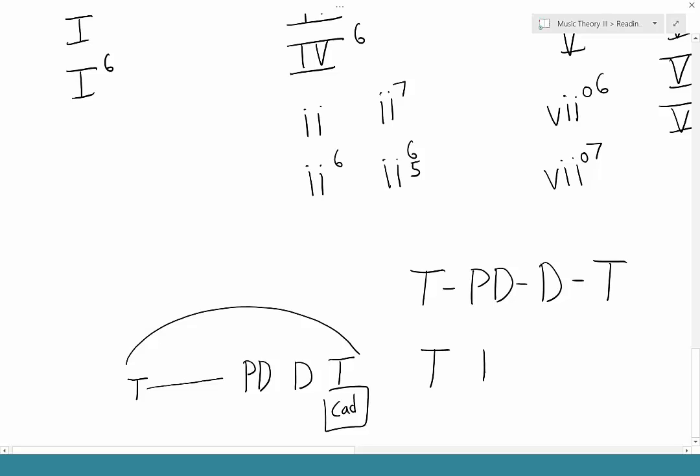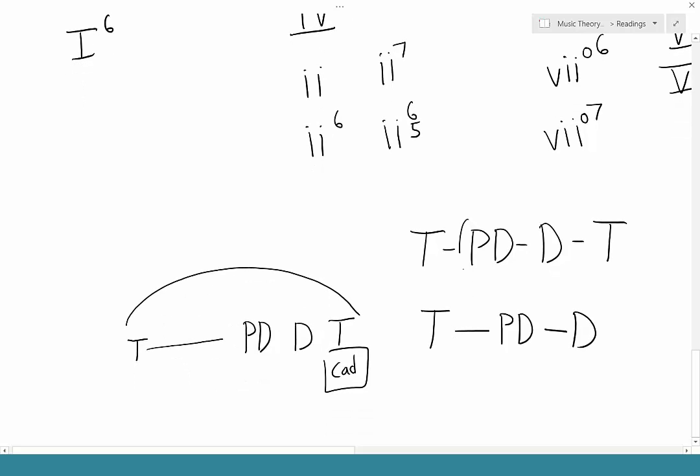That's for authentic cadences. Half cadences will just stop on the dominant. And technically, the predominant is not absolutely required. It's usually there, but it's not completely required.